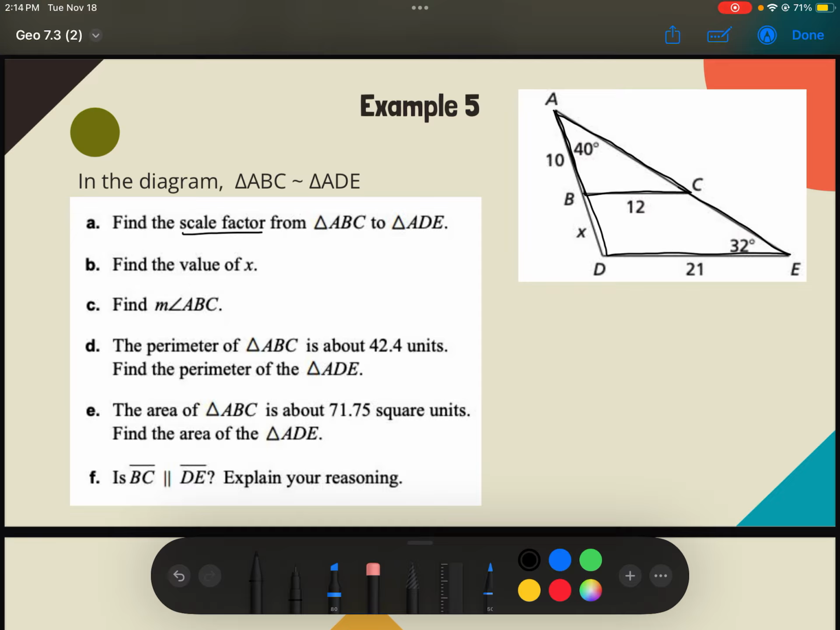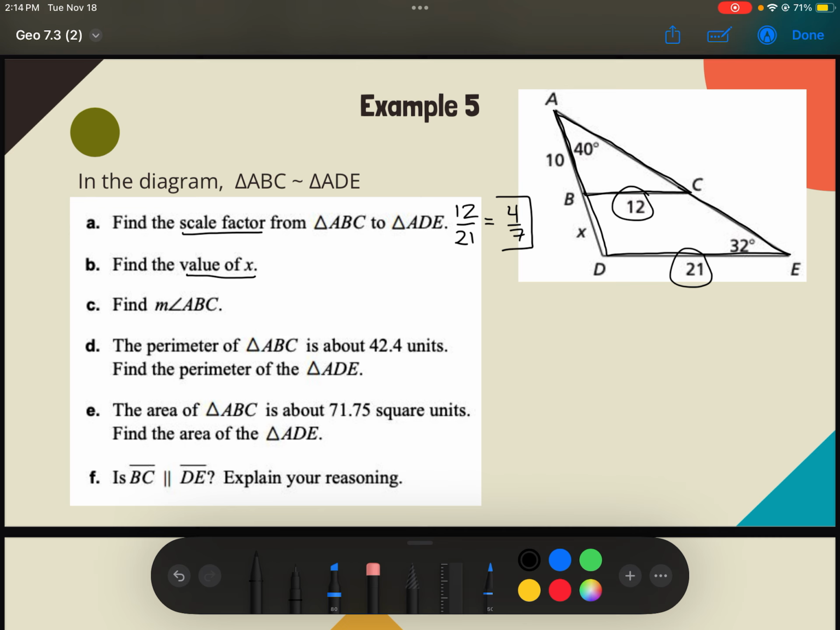To do that, I want to find 2 pairs of corresponding sides. I think let's use side BC and side DE. So 12 over 21, I could simplify that. I could divide both of those by 3, and it's going to give us 4 over 7. So 4 over 7 is our scale factor.